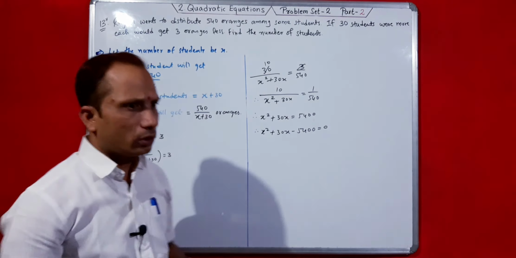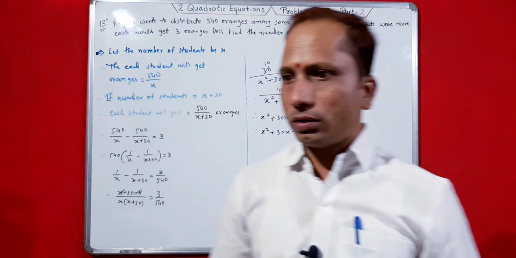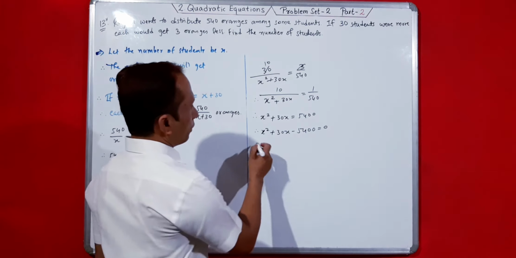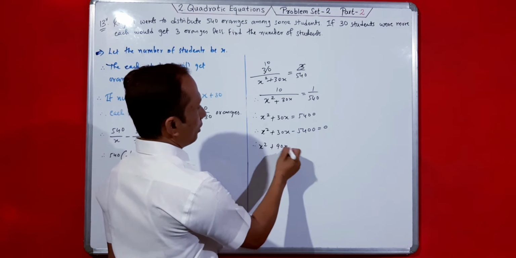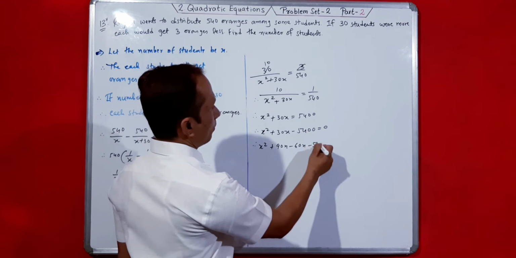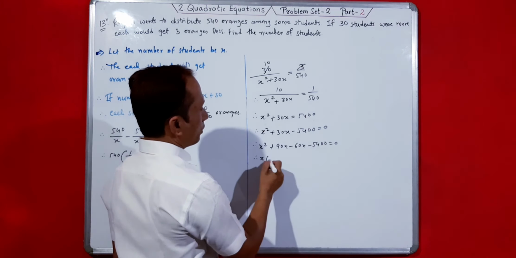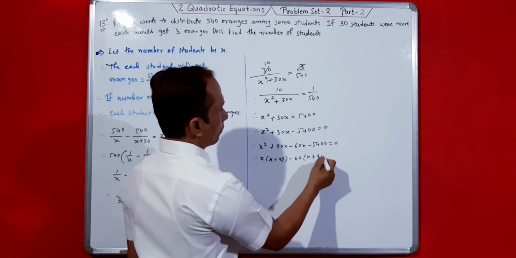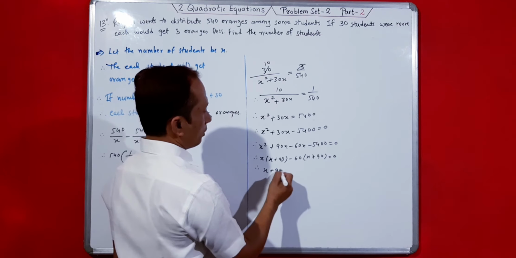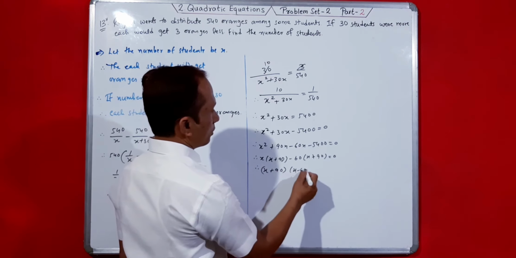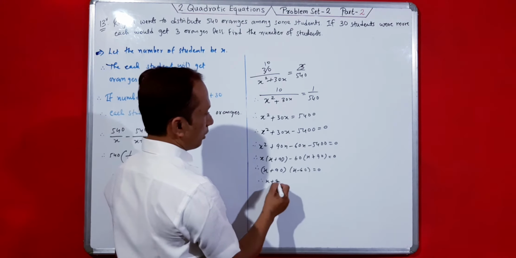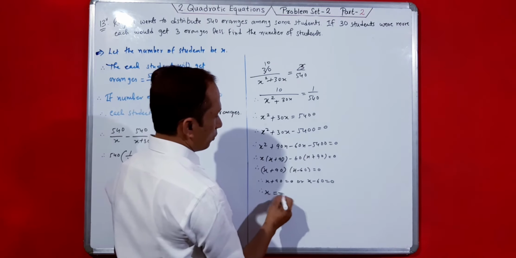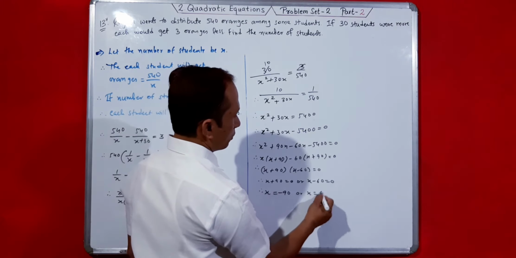So 9 and 6, I will get 9 6s are 54. I will take this. So now therefore x square plus 90x minus 60x minus 5400. Therefore x into x plus 90 minus 60 into x plus 90 is equal to 0. Therefore x plus 90 and x minus 60 is equal to 0. Therefore x plus 90 is equal to 0, or x minus 60 is equal to 0. Therefore x is equal to minus 90 or x is equal to 60.